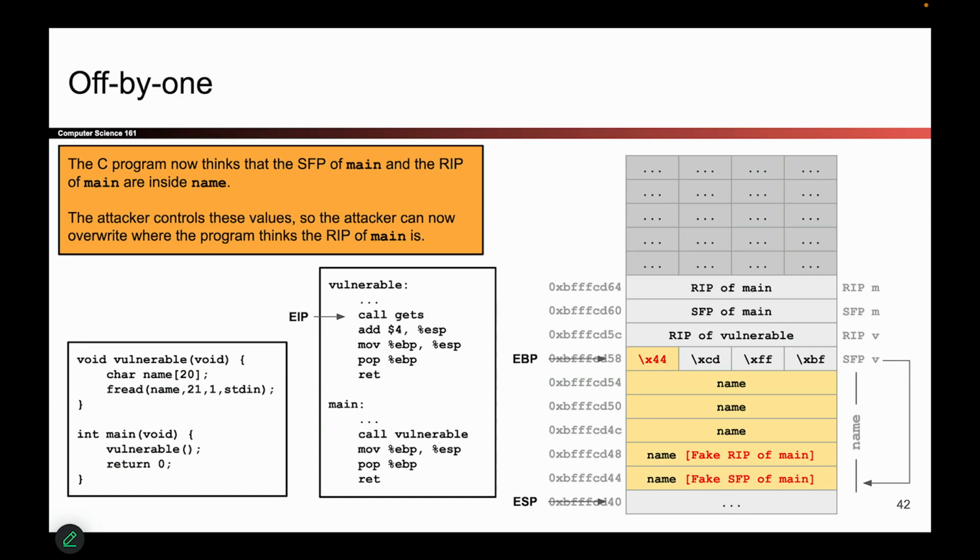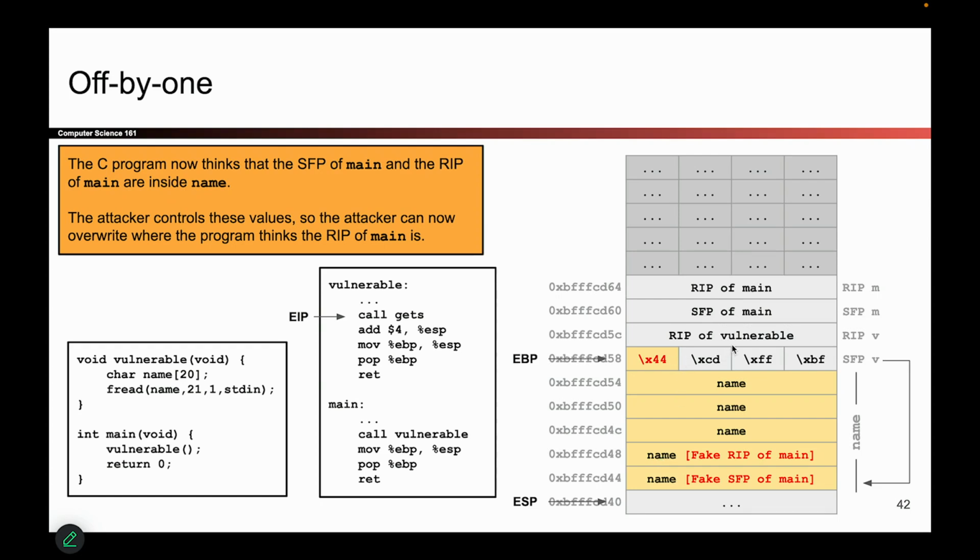So in other words, if we now ask the program, hey, where's the RIP of main? It's still going to follow this address, go to what it thinks is the SFP, look above that, this must be the RIP of main. But in fact, it's not the RIP of main. The program thinks that it is, but we, the attacker, know that we are actually somewhere in the name character array, which crucially is some part of memory that we control. So this is the idea behind the off by 1 attack.